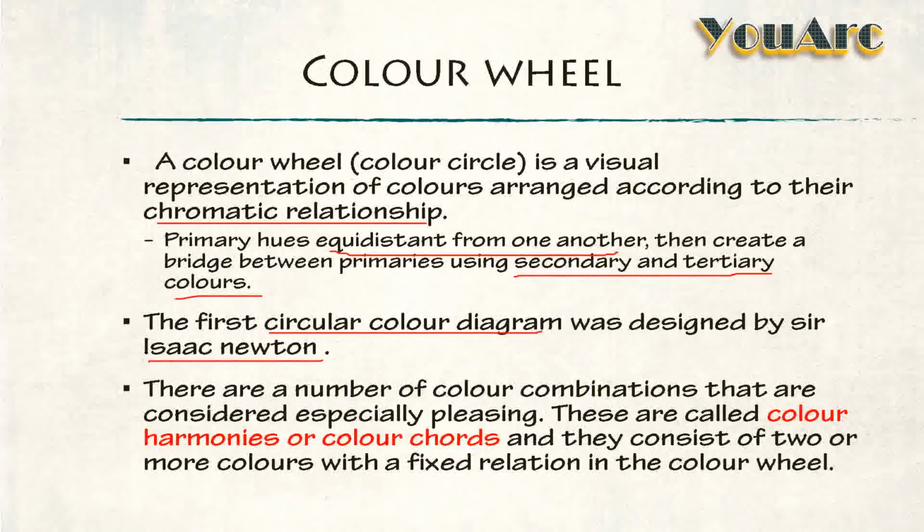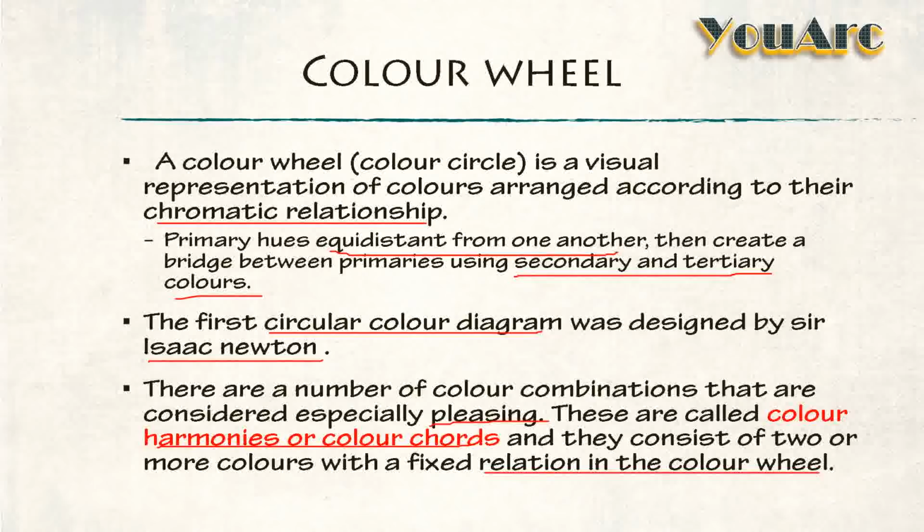There are a number of color combinations that are considered especially pleasing. In the color wheel, they consider these combinations especially pleasing. So these are called color harmonies or color chords. They consist of two or more colors with a fixed relation within the color wheel. As I already told you, a fixed relation is the chromatic relationship between colors. So a combination of two or more colors in chromatic relation with each other is called color harmonies.